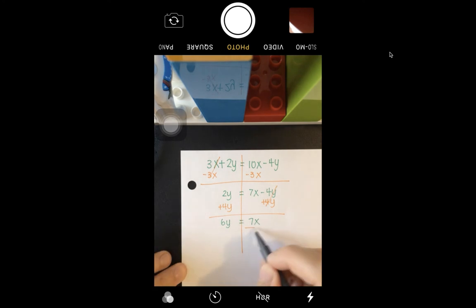And then finally, to solve for x, you divide by 7. So I have x equals 6/7 y. 6/7 you can't simplify. So that's your final answer.